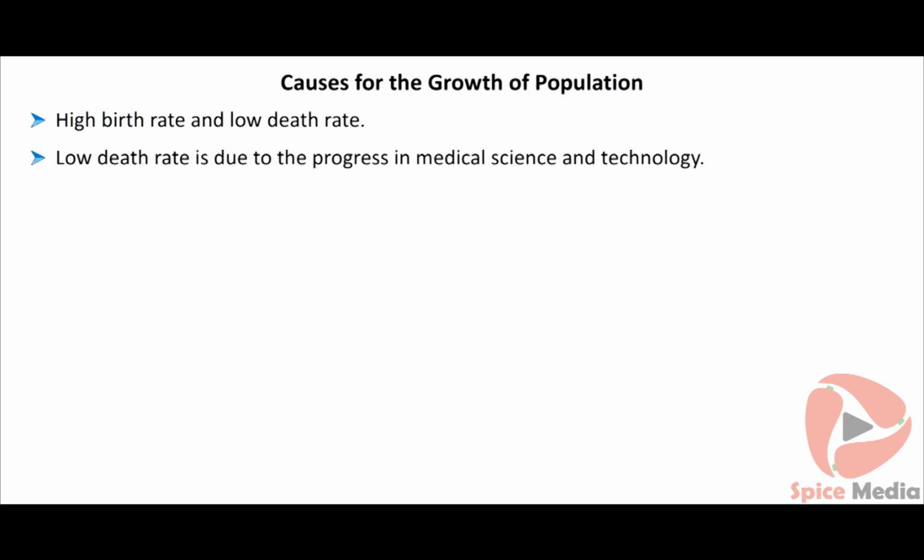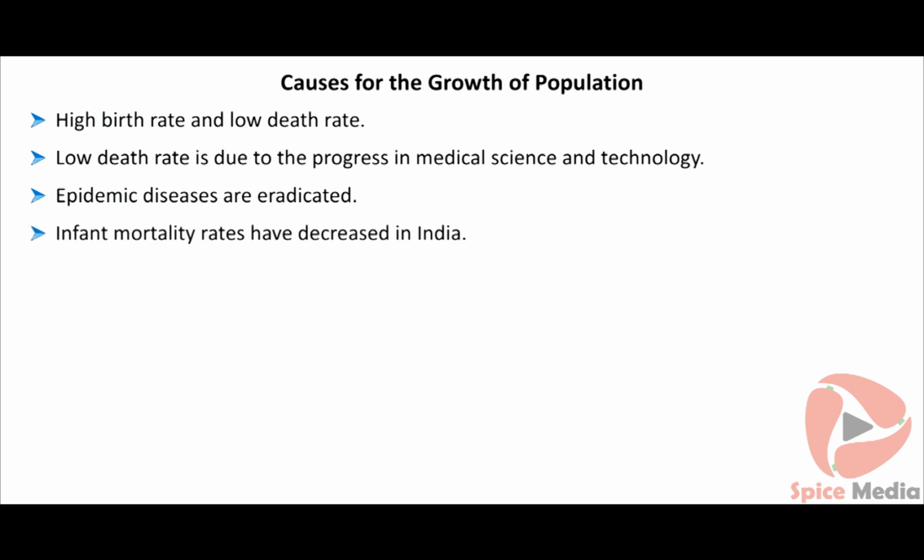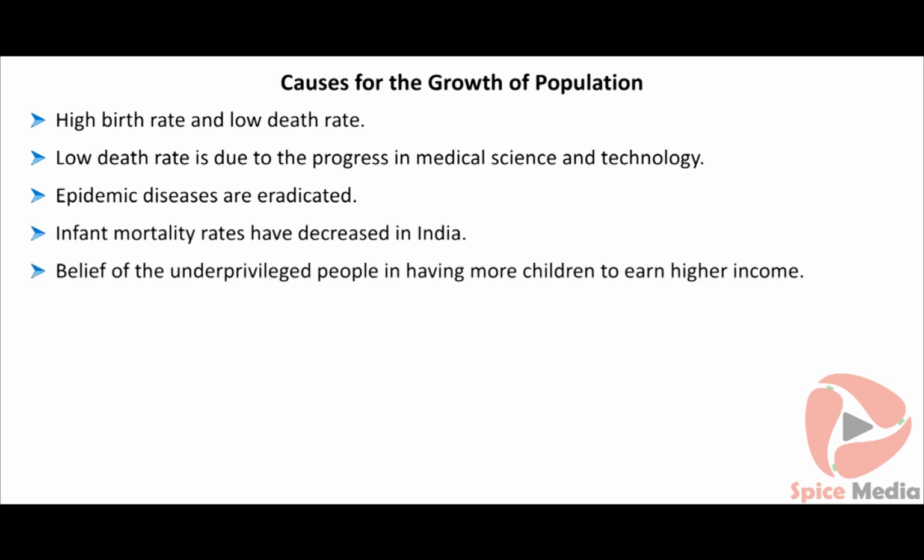Low death rate is due to the progress in medical science and technology. Epidemic diseases are eradicated. Infant mortality rates have decreased in India. Belief of the underprivileged people in having more children to earn higher income. Desire to have a male child.